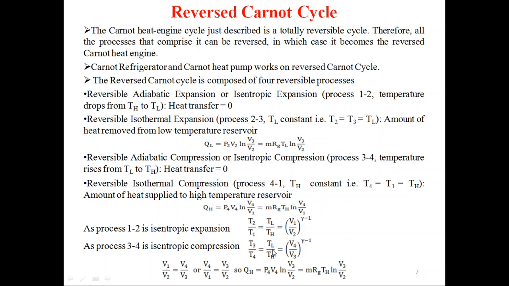T3 by T4 is equal to TL by TH is equal to V4 by V3 whole raised to power gamma minus 1. If we compare both relations, we get V1 by V2 is equal to V4 by V3, or we can say V4 by V1 is equal to V3 by V2. Now you can replace V4 by V1 with V3 by V2. So the value of QH will be P4 V4 natural log V3 by V2, which is equal to m Rg Th natural log V3 by V2.